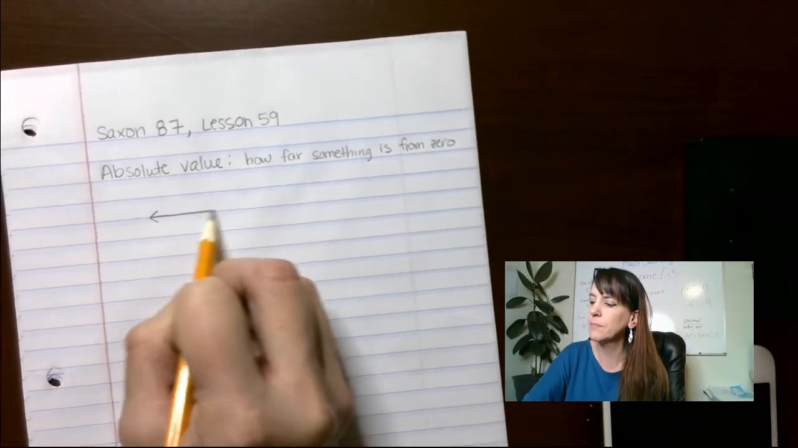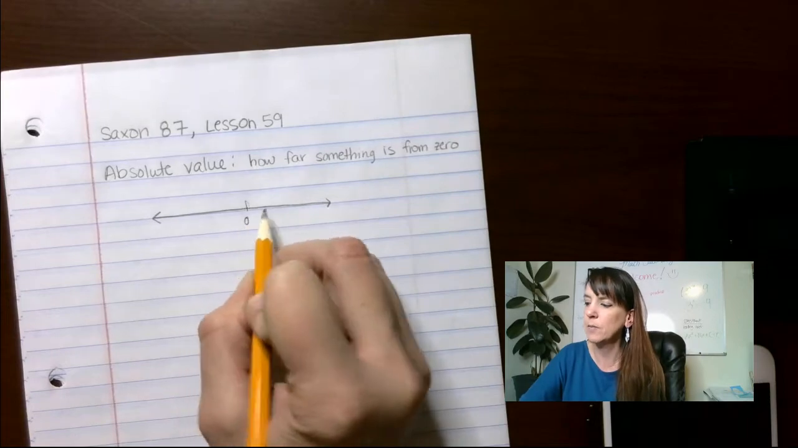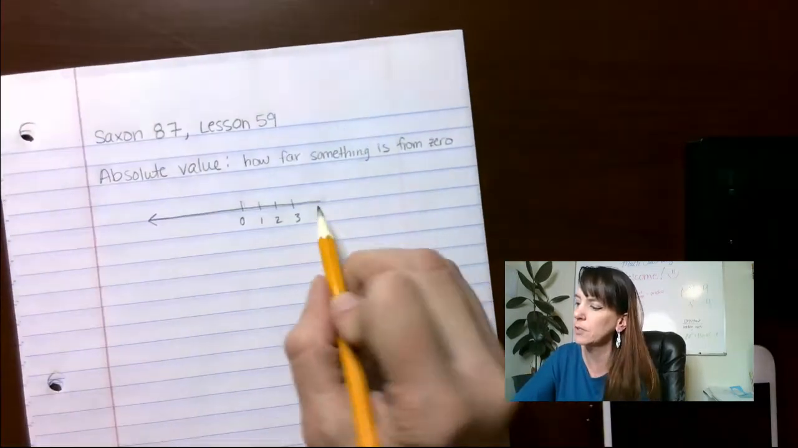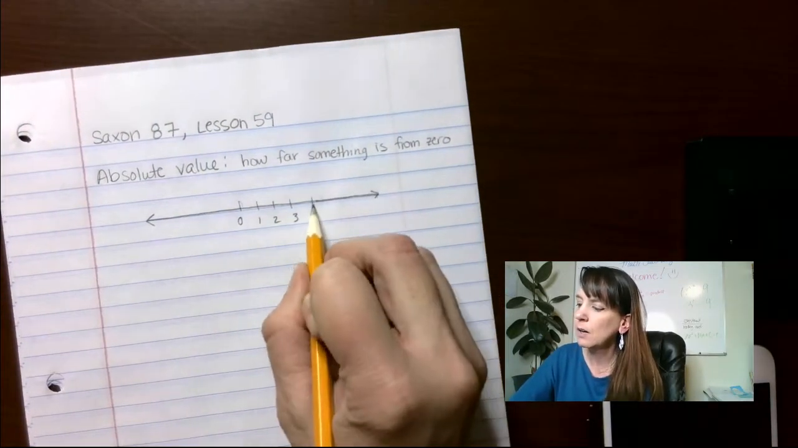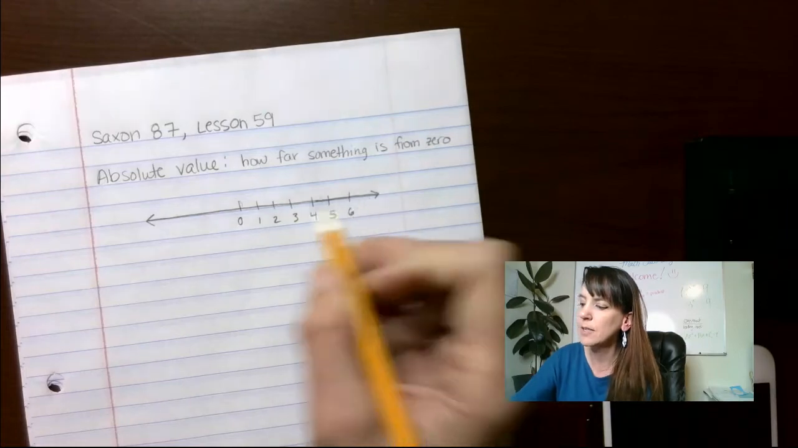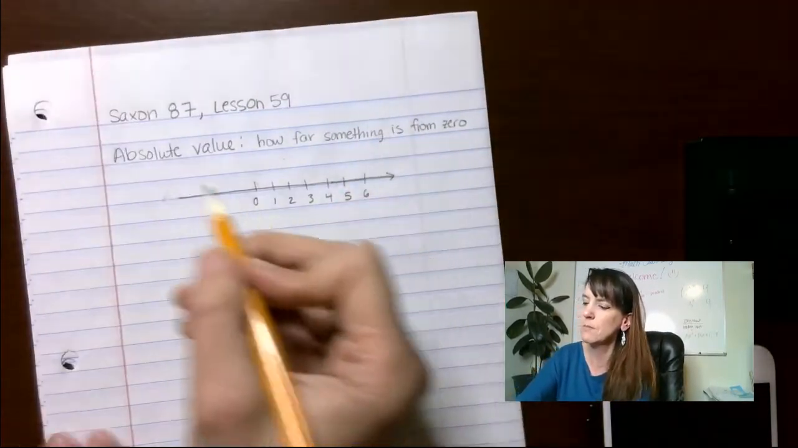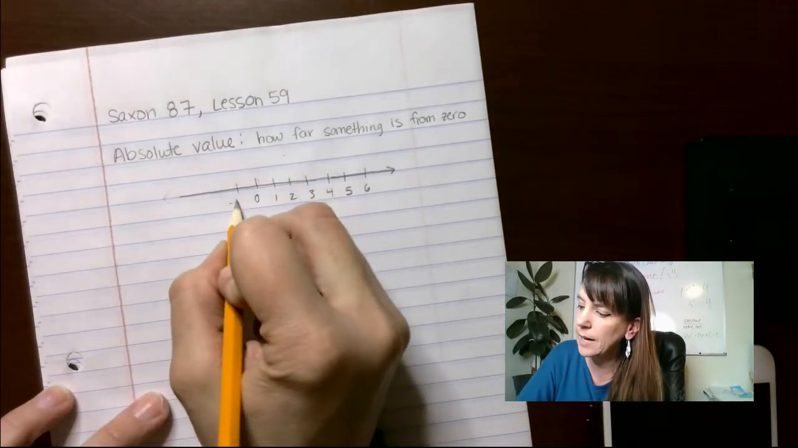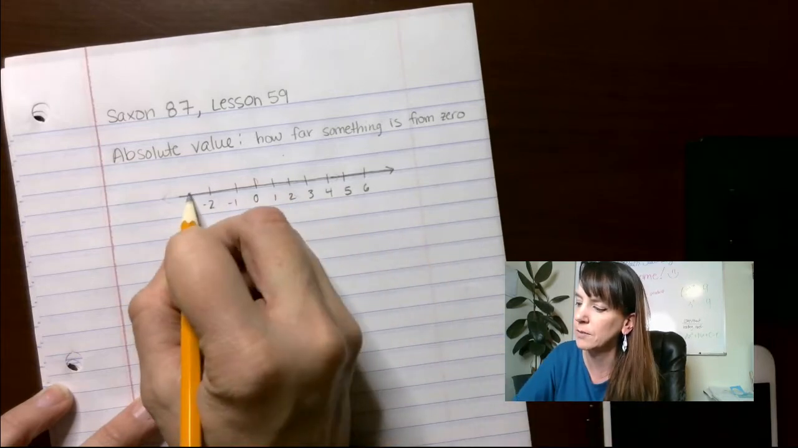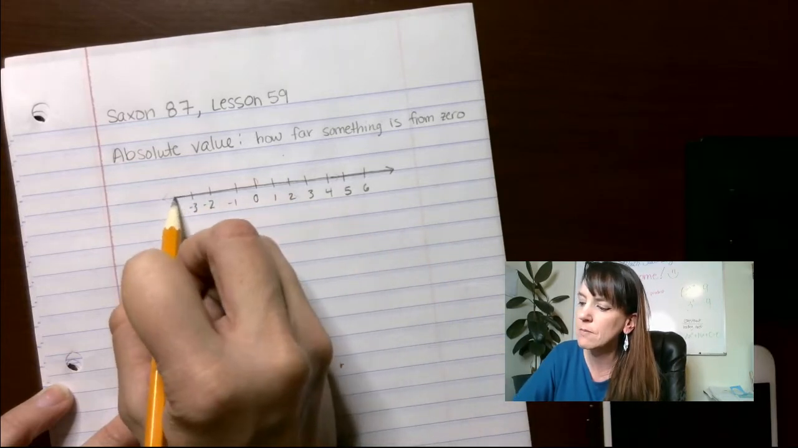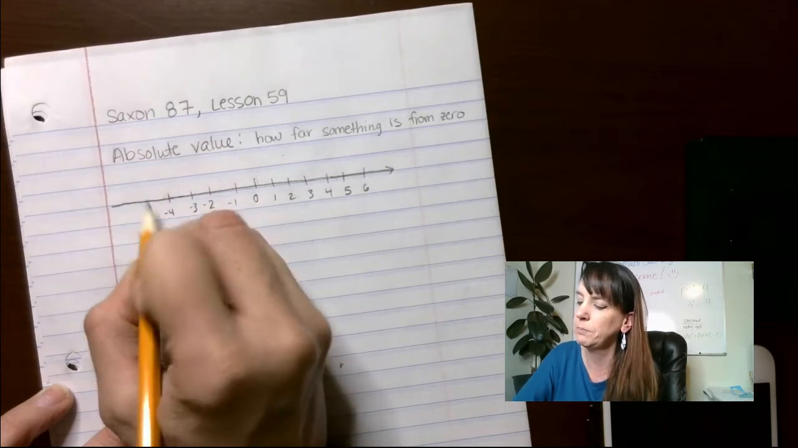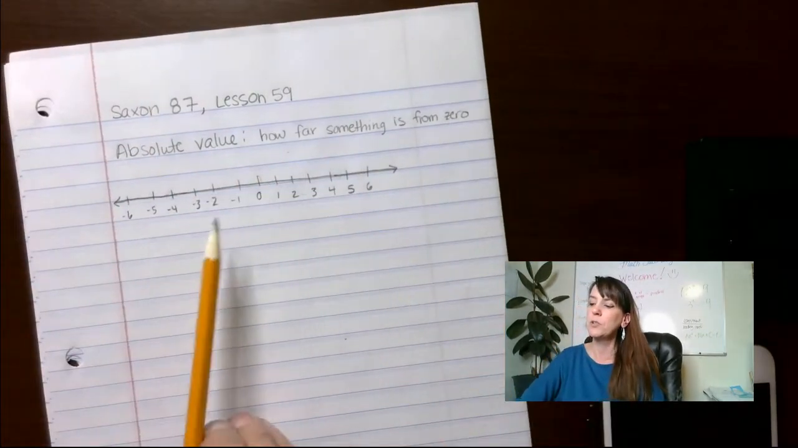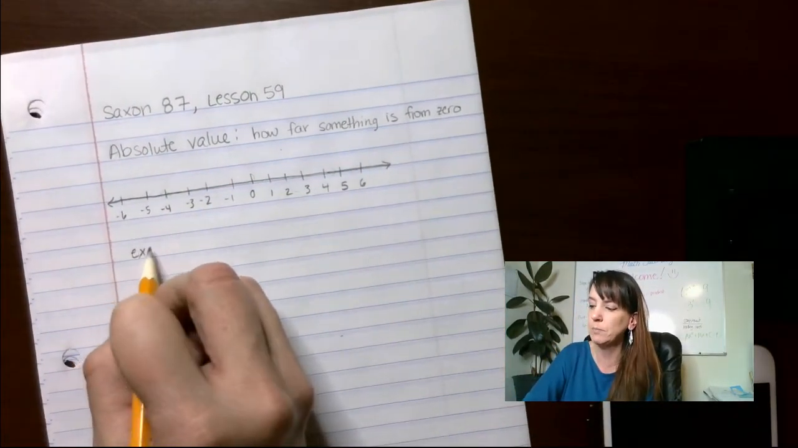So let's say we have this number line here. Throw the 0 right in the center. We got 1, 2, 3. I'm going to come back to this one quite a bit, so I'm going to make it a little bit bigger. 4, 5, and 6. Then on this side, we have -1, -2. These are not spaced out evenly. -3, -4, -5, -6.